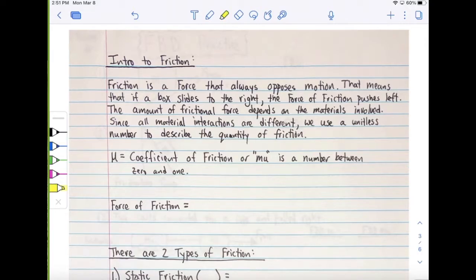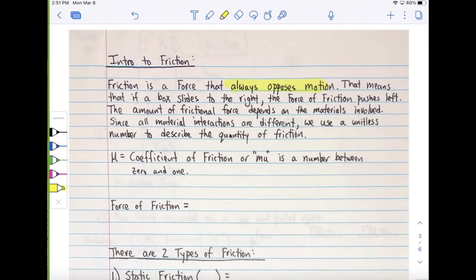It says intro to friction. Friction is a force that always opposes motion. That means that if a box slides to the right, the force of friction pushes to the left. The amount of frictional force depends on the materials involved. Since all material interactions are different, we use a unitless number to describe the quantity of friction.